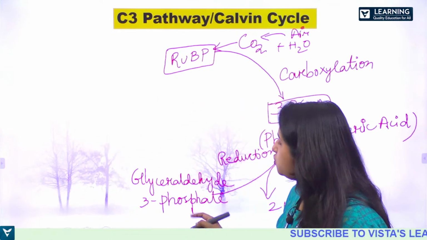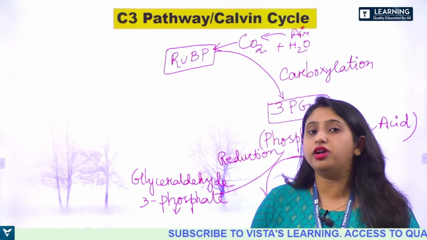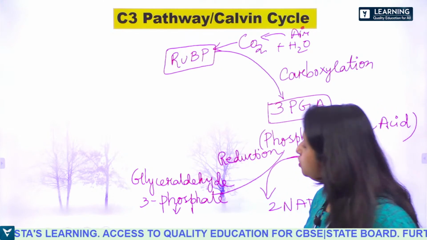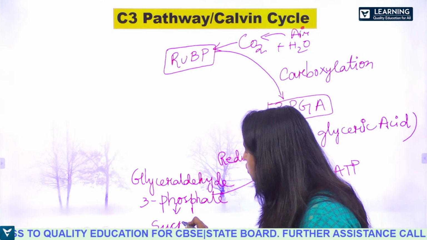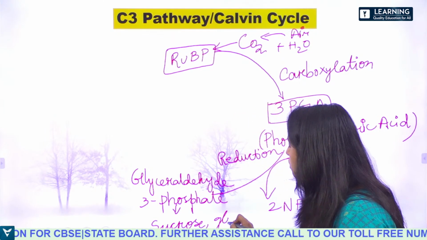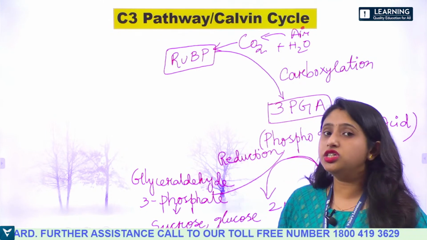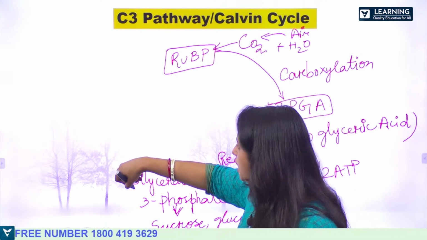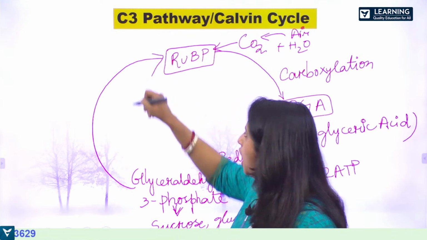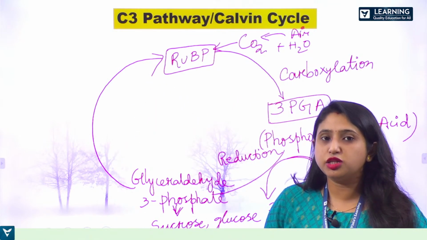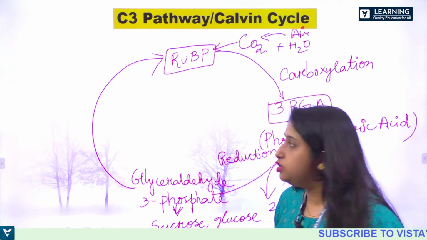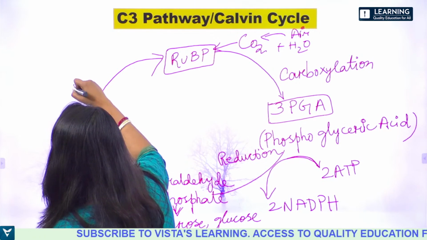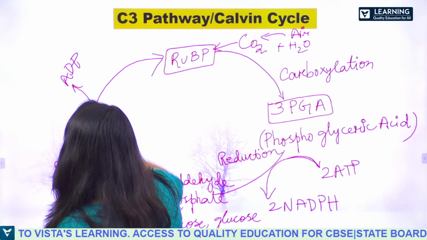Now from the glyceraldehyde 3-phosphate, it will release some byproducts, that is glucose. Glucose will be formed from the carbon dioxide. So these are sucrose or glucose or starch. These are the byproducts which are being released. Now it is regenerated back to RUBP. When regeneration takes place, it also requires energy, so ATP is synthesized from ADP.